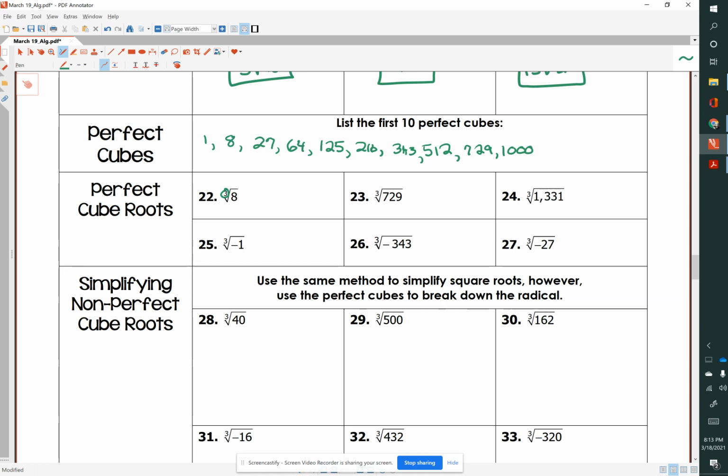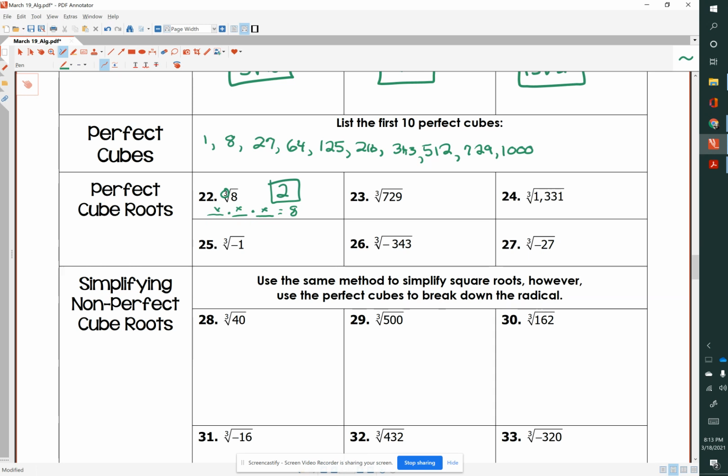So what we're asking here, number 22, is what times what times what, when multiplied together, will equal 8. There's only one number that you can put in each one of these little X boxes, and that number is 2. So the cube root of 8 is 2. 2 times 2 times 2 is 8. Be careful, do not confuse repeated addition with repeated multiplication.